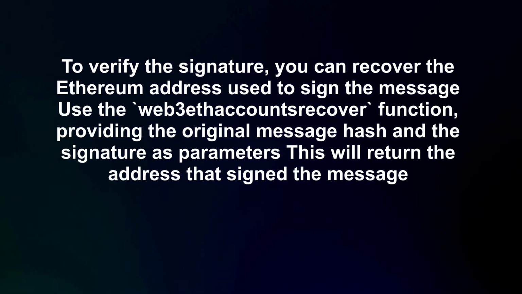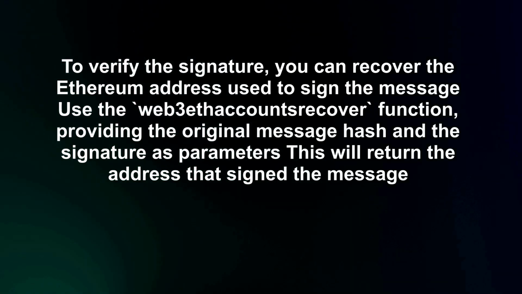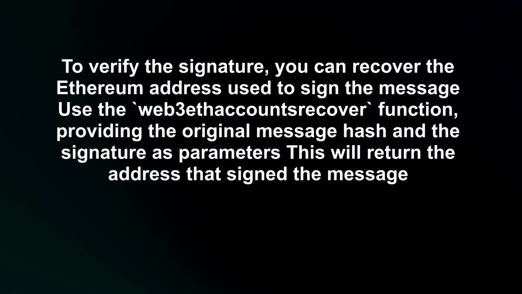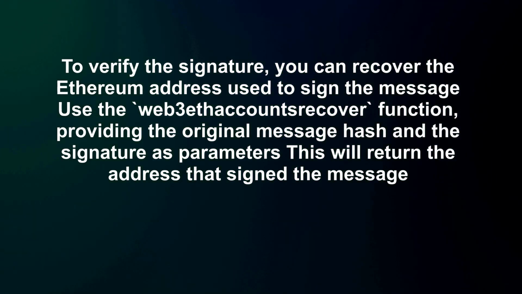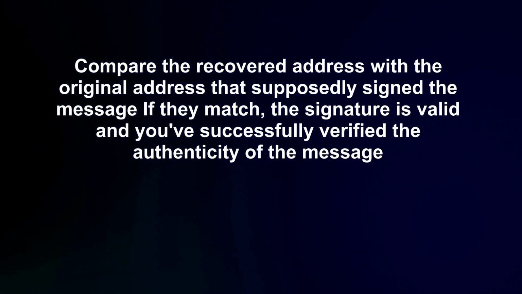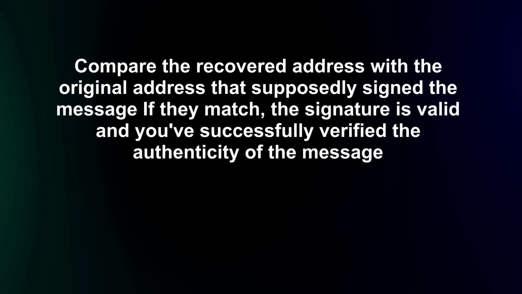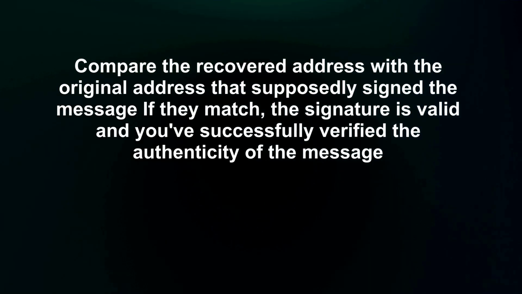To verify the signature, you can recover the Ethereum address used to sign the message. Use the web3.eth.accounts.recover function, providing the original message hash and the signature as parameters. This will return the address that signed the message. Compare the recovered address with the original address that supposedly signed the message. If they match, the signature is valid and you've successfully verified the authenticity of the message.